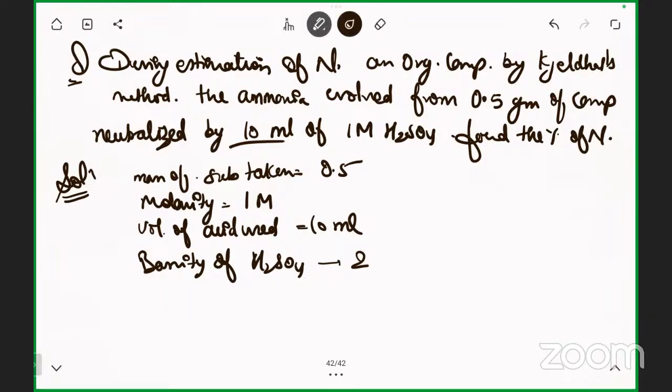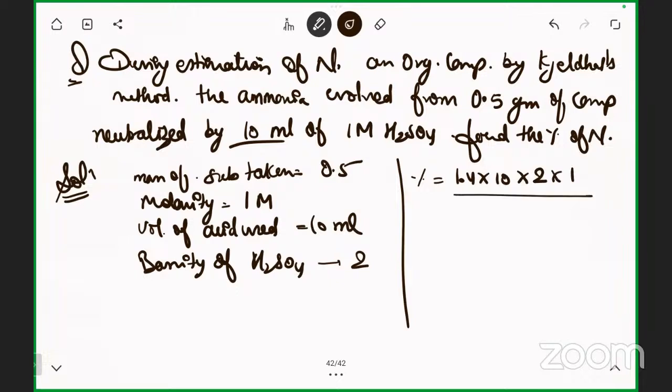So now basicity is given. Let's take the formula. Percentage is 1.4 into the volume of acid used, that is 10, into basicity of the acid, which is 2, into molarity of the compound, which is 1, divided by the mass of organic compound taken, that is 0.5. When you do the calculation, it will be around 56%.